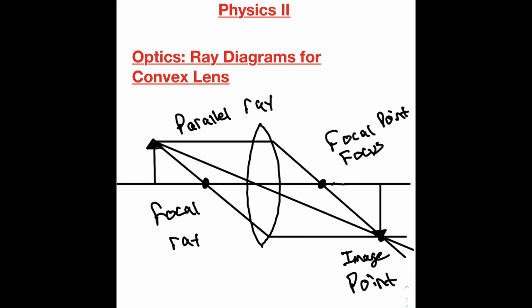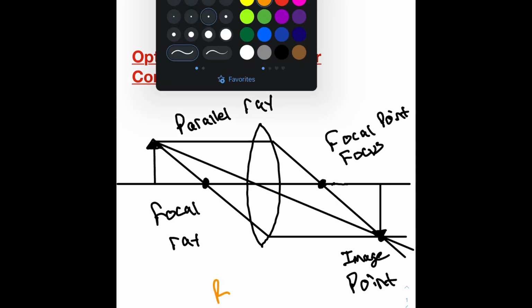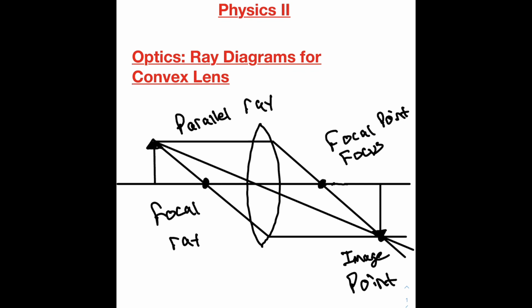And in this situation, what you will have is something called a real image. A real image is on the opposite side of the object, and it's upside down or inverted. If the image was on the same side of the object to the left, then you will have something called a virtual image.